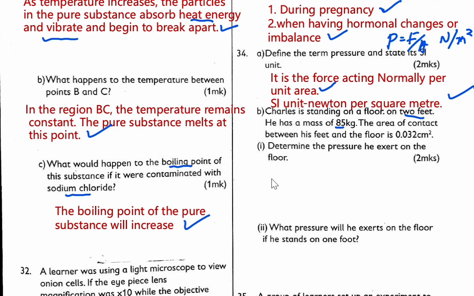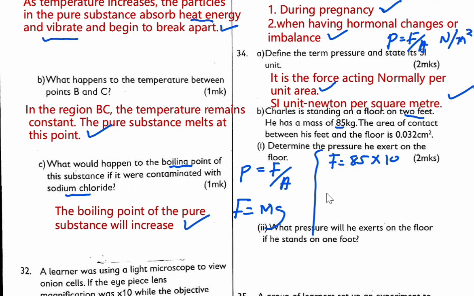This is mass. So you know that pressure is force over area. Remember that is the formula. So do we have the force? No. This is mass. And how do we get the force? Force is given by mg, so it is mass multiplied by gravitational pull. The force will be 85 kilograms multiplied by 10, and therefore the force is 850 newtons.